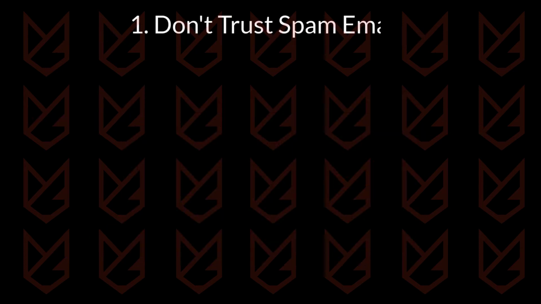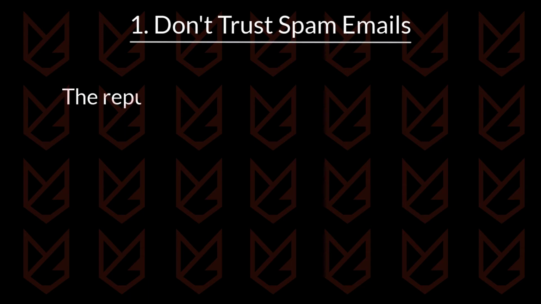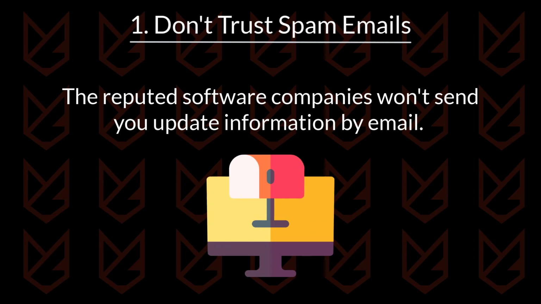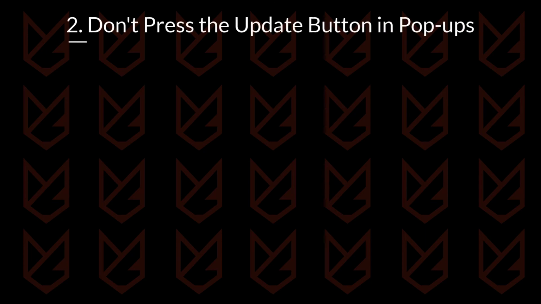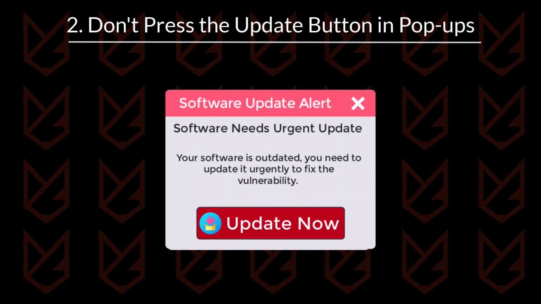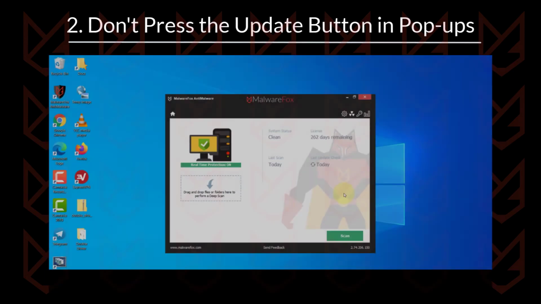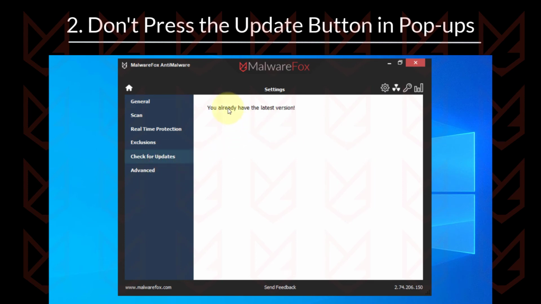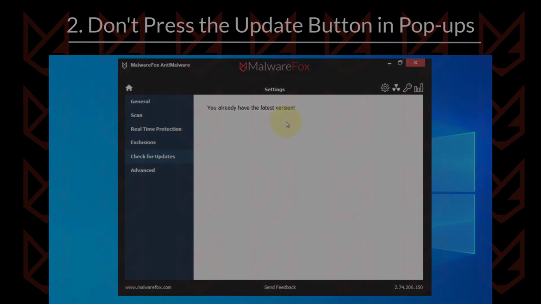Don't trust spam emails. The reputed software companies won't send you update information by email, so if you receive such notification in your mailbox, don't trust it. Don't press the update button in pop-ups. If you see a pop-up saying you need to update software, don't click on the update button there. You can open the program and use its Check for Update feature to install the update. You can also check the official website for the latest updates.